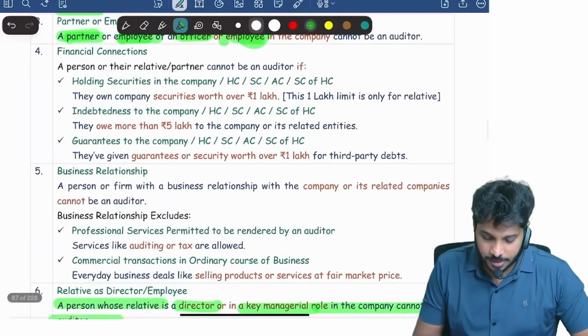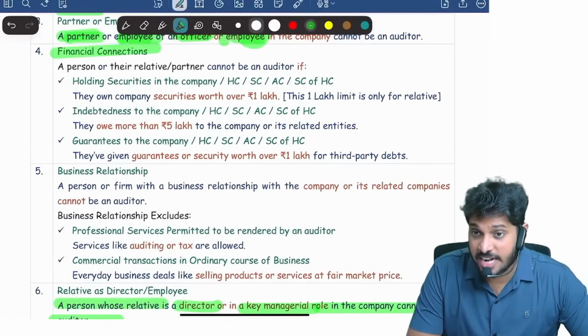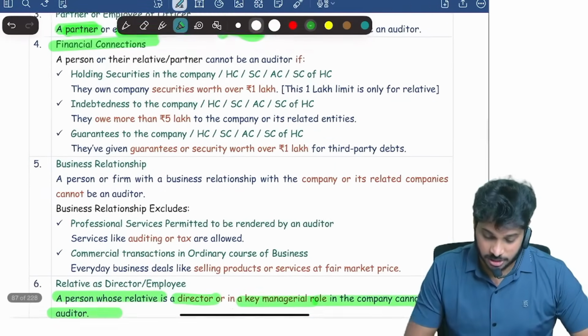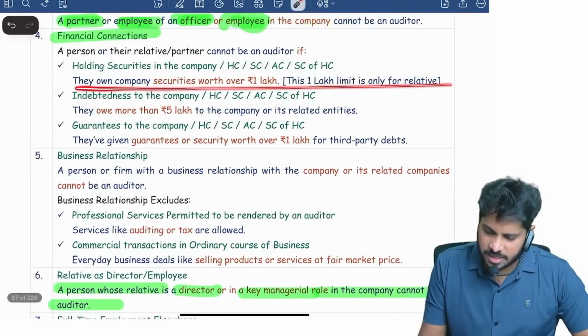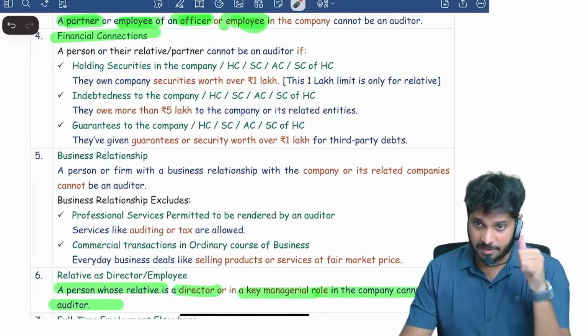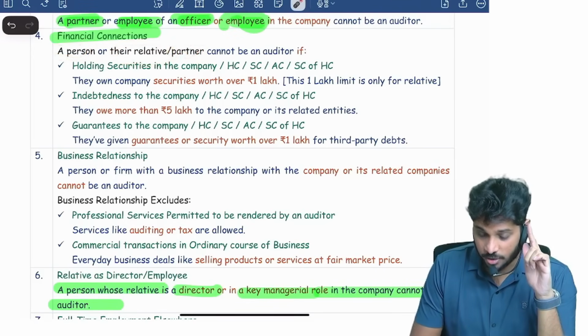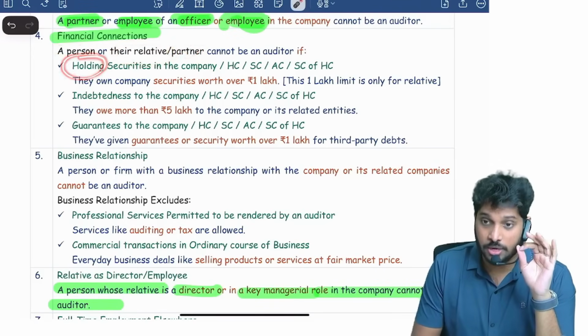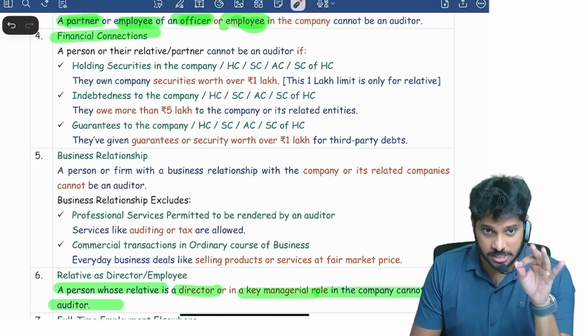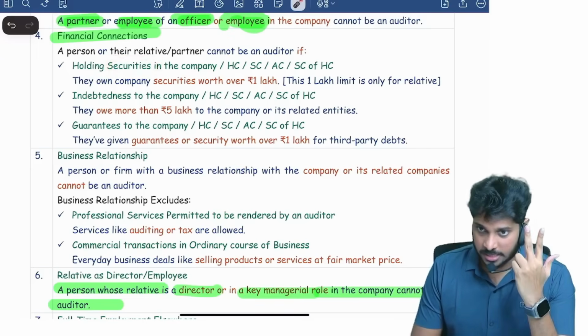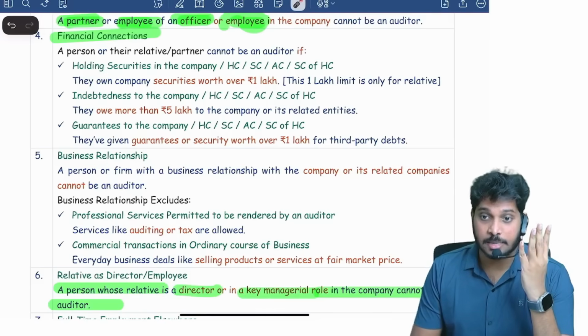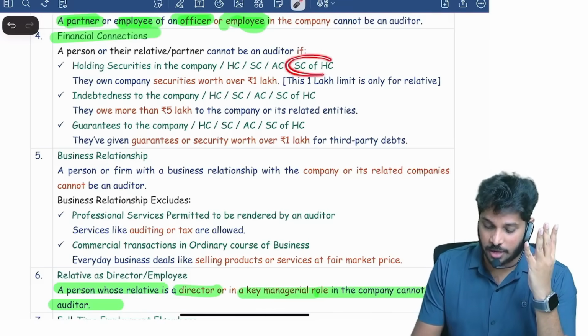Further, if a CA has a financial connection, what do you mean by financial connection? Here we gave simpler wording, but the actual wording is: if a person or a partner, or their relative, is holding securities or interest in the company, holding company, subsidiary company, associate company, or subsidiary of its holding company, nothing but what we call sister companies.